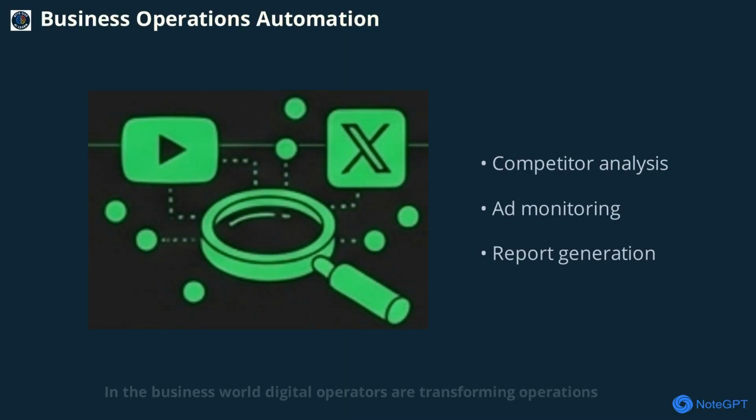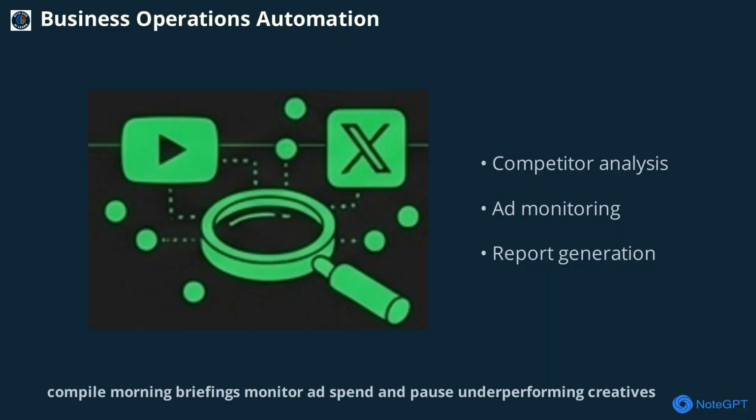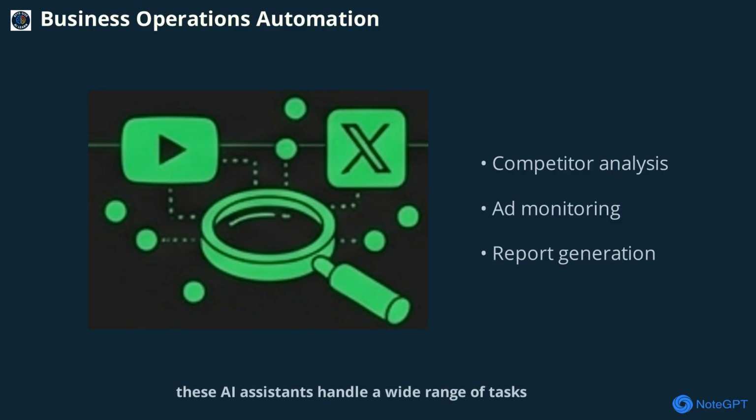In the business world, digital operators are transforming operations. They can scan YouTube and X overnight for competitor analysis, compile morning briefings, monitor ad spend, and pause underperforming creatives. From managing podcast workflows to generating branded reports, these AI assistants handle a wide range of tasks, freeing up valuable time for human employees to focus on strategic decisions.